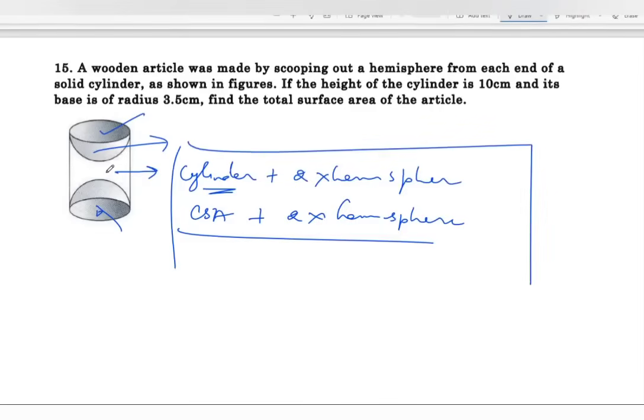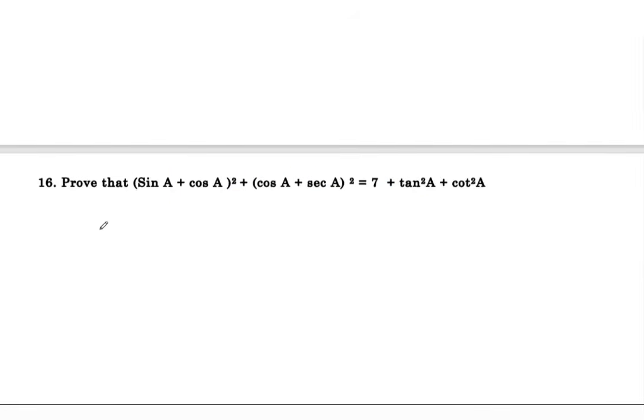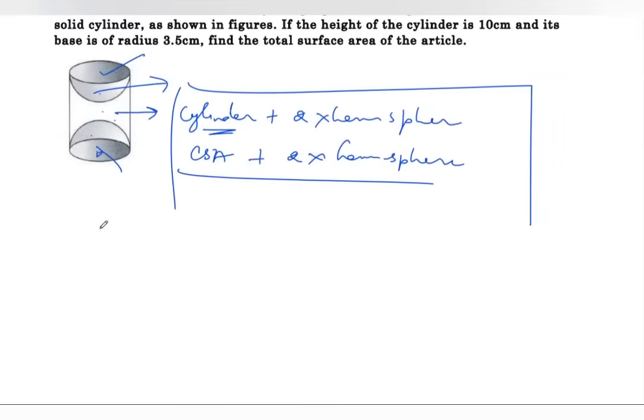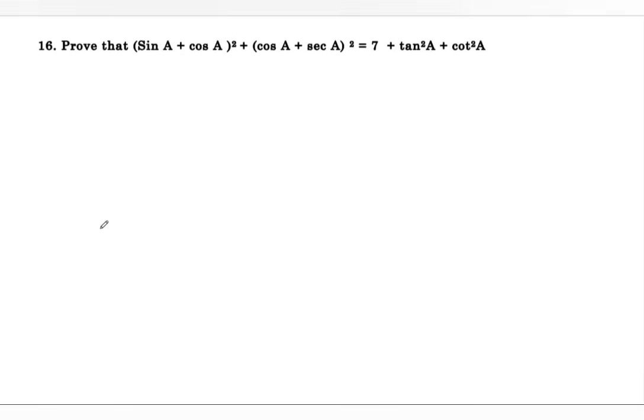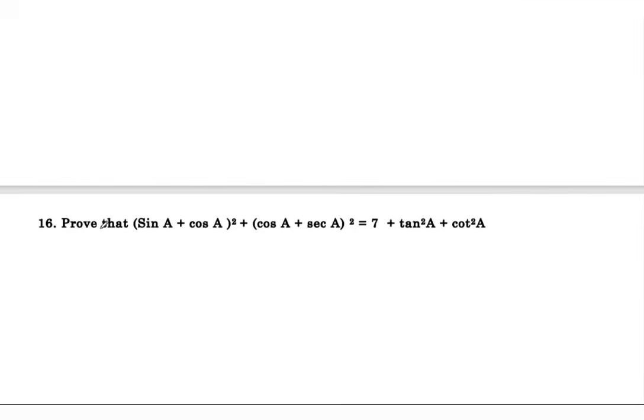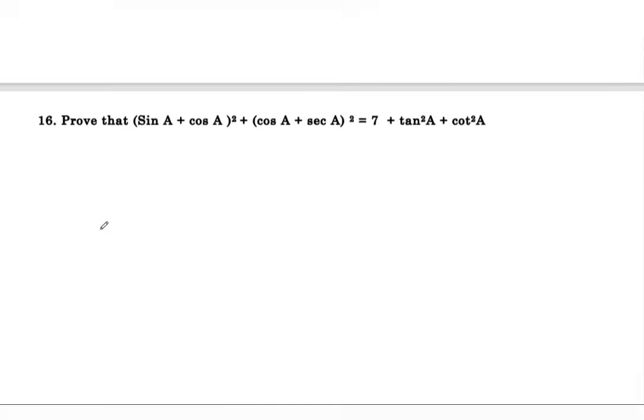What is the solution for this? First find out the solids in the figure, that is a cylinder and 2 hemispheres. Find out the CSA of cylinder plus 2 times the CSA of hemisphere. Add it, you will get the answer. Do comment your answers for this question. Take your time, then you can comment.